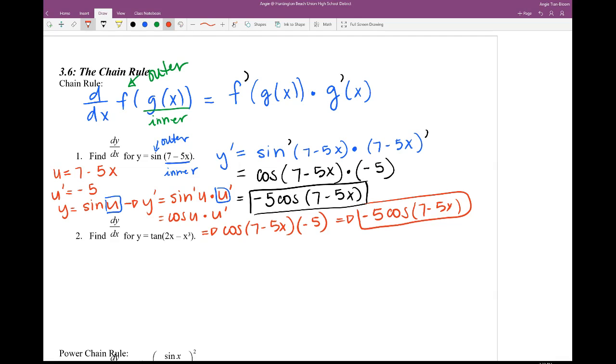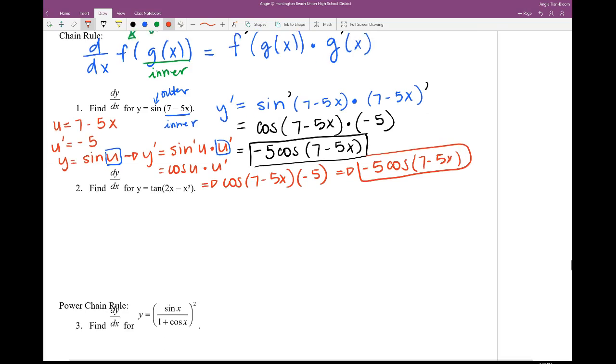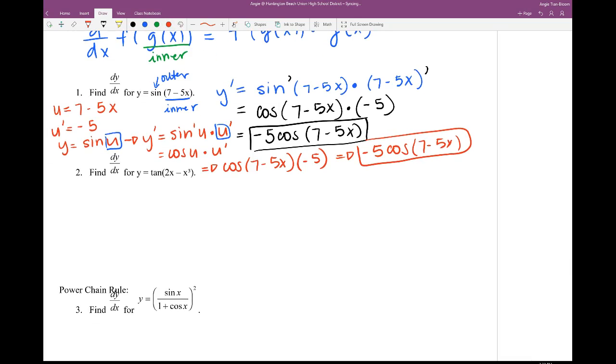Okay, so let's try 2. Take the derivative with respect to x. y equals tangent of 2x minus x to the third. So for this one, you can do u substitution, or you can just do the inner and outer. So based on our inner and outer components, y prime equals, outer is tangent. So I'm going to go tangent, and I'm going to use this black thing as the derivative because I don't want it to look like a power of 1, okay? So the derivative of the outer, copy it down.